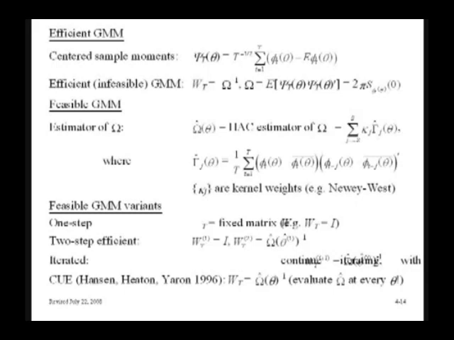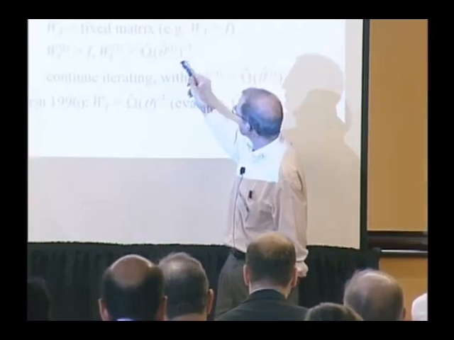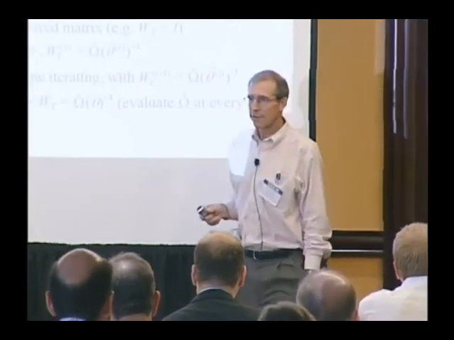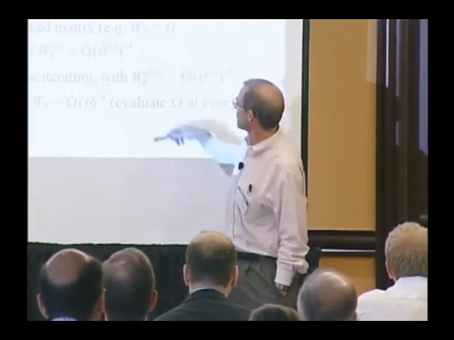Efficient feasible GMM you could do in a number of different ways. You could, for example, do a 2-step, and you could just start at an identity matrix or some fixed weighting matrix. You then use the parameter values estimated in the first step to compute the weight matrix that you would then use in the second step. You could iterate that, so you could keep on going. So these are 2 efficient GMM methods.